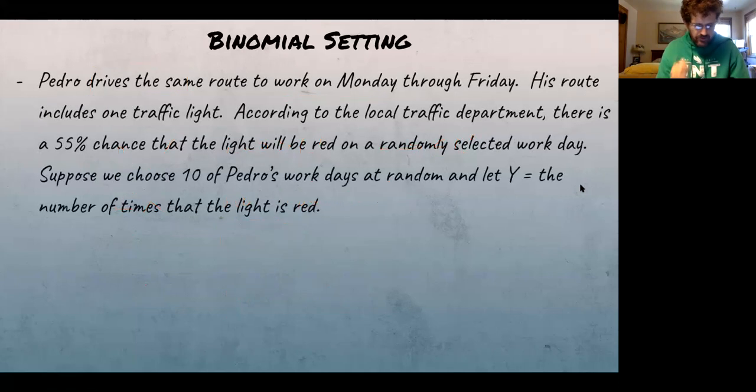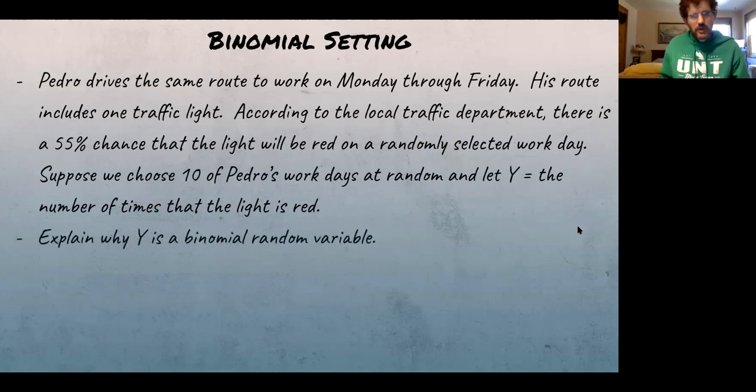We got it. This example here. Pedro drives the same route to work on Monday through Friday. His route includes 1 traffic light. According to the local traffic department, there is a 55% chance that the light will be red on a randomly selected workday. Suppose we choose 10 of Pedro's workdays at random and let y equal the number of times the light is red. Explain why y is a binomial random variable.